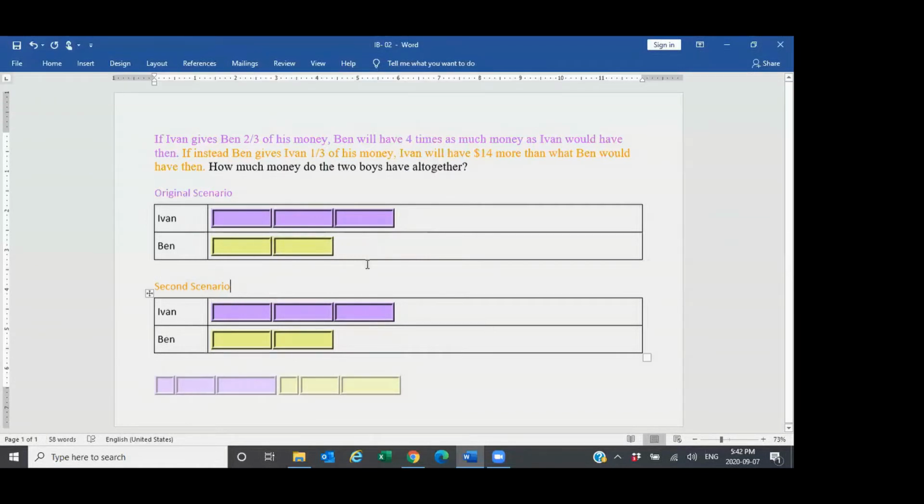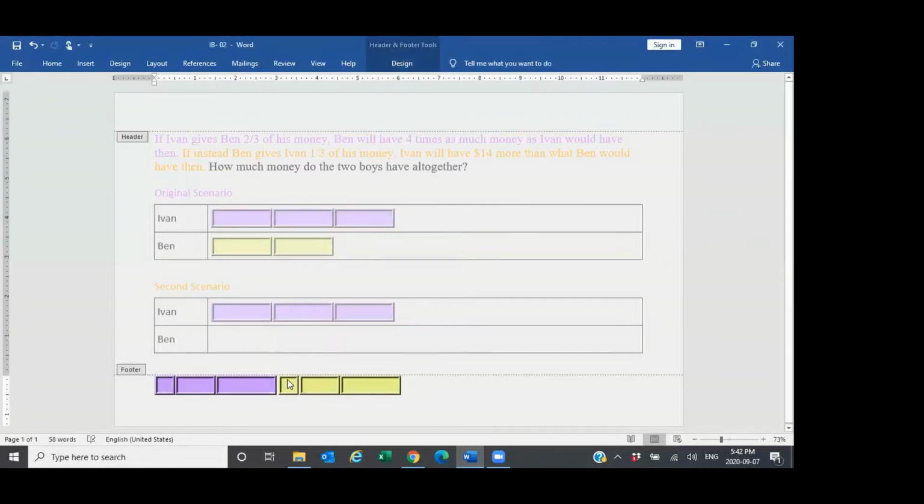All right, so we changed it, and it says, if Ben gives Ivan 1/3 of his money, Ivan will have $14 more than what Ben would have then. There's a problem here, though. Ben doesn't really have anything to give 1/3, so we're going to get rid of both of these and cut them into smaller pieces so we could give those 1/3 away. We're going to be using these.